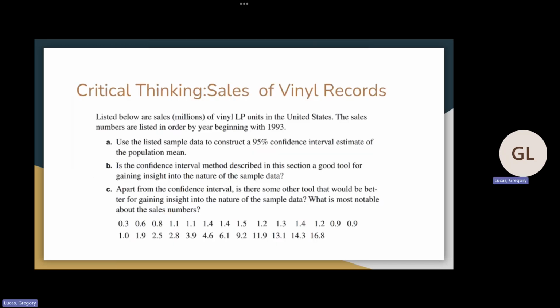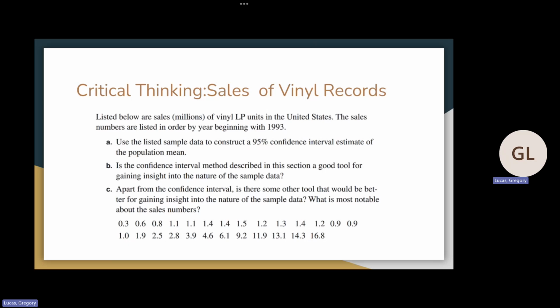Okay, let's look at another example now. So straight from our book here, so something we might see on the homework. Listed below are sales of vinyl LP units in the United States. The sales numbers are listed in order by year, beginning with 1993. We're going to use the listed sample data to construct the 95% confidence interval estimate of the population mean. Then we want to answer, is the confidence interval method described in this section a good tool for gaining insight into the nature of the sample data?